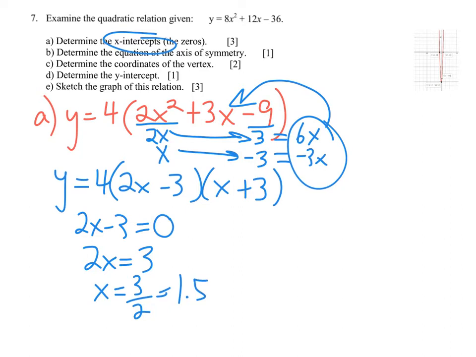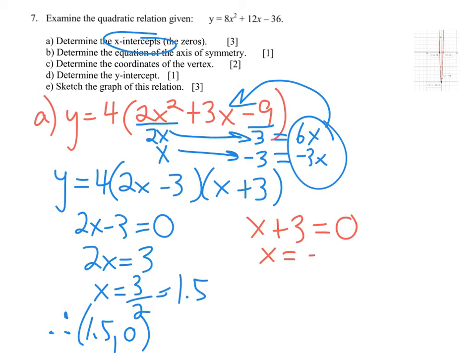And as an ordered pair, that becomes 1.5 comma 0 for y. And now let's consider the second factor, x plus 3. Let's also set y to 0 and make that equal 0. And bring over the positive 3, and it becomes negative 3. So the second x-intercept is negative 3.